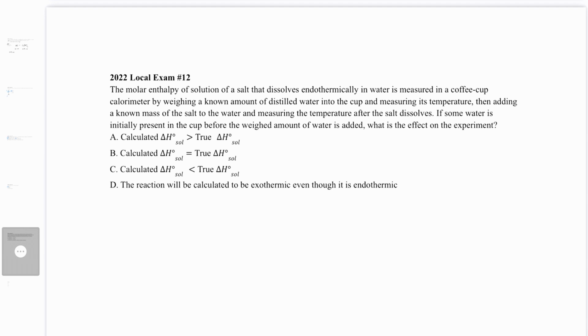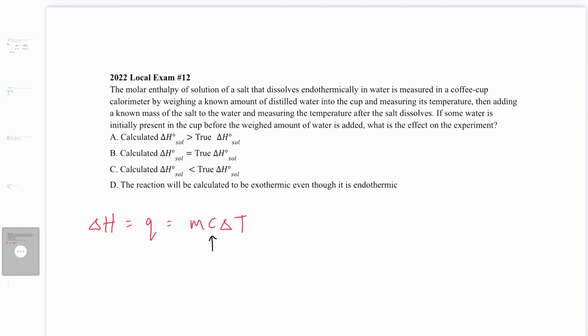Remember, for delta H under constant pressure, it's just going to be your heat. It's going to be the heat of reaction. And the heat of reaction is mc delta T. Let's see which one of these is going to affect it. C is not going to change. C is a property of your water. Your M does change. If your M is higher than it should be, then that means your change in temperature will be lower than it should be.